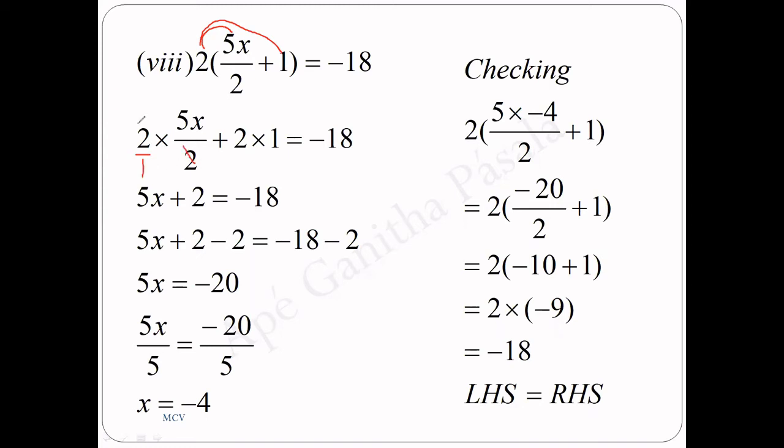Cancel this 2 with this 2. Then 5x here. No need to write denominator 1 here. 2 into 1, 2. Equals minus 18. Now you can remove this plus 2. How to remove this plus 2? Put minus 2 on both left and right. Now cancel out this plus 2 with this minus 2. Then 5x on the left hand side, and on the right hand side.